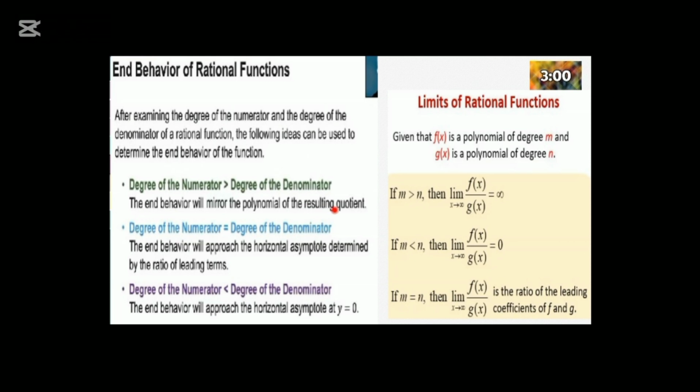If we have here f of x and g of x, f of x is the numerator and g of x is the denominator, and m is the degree of f of x and n is the degree of g of x, and now m is greater than n. This means the degree of the numerator is greater than the denominator. This means the limit as x approaches infinity will be equal to infinity. So if we need to find the limit of f of x over g of x, and the degree of f of x is greater than the degree of g of x, that means it's equal to infinity, okay?